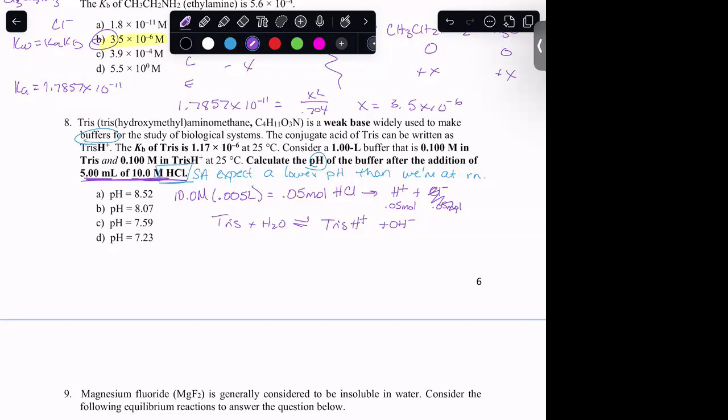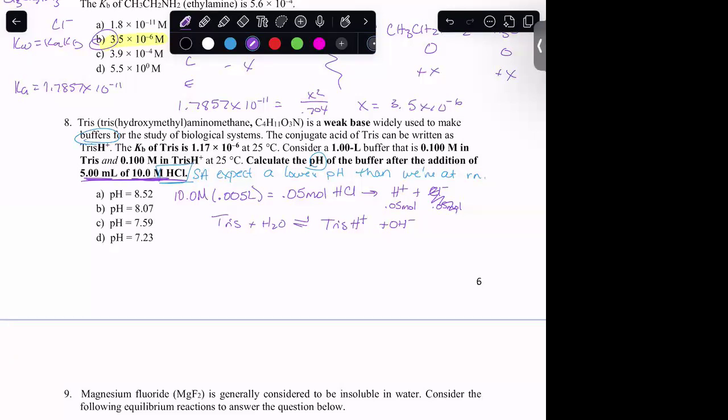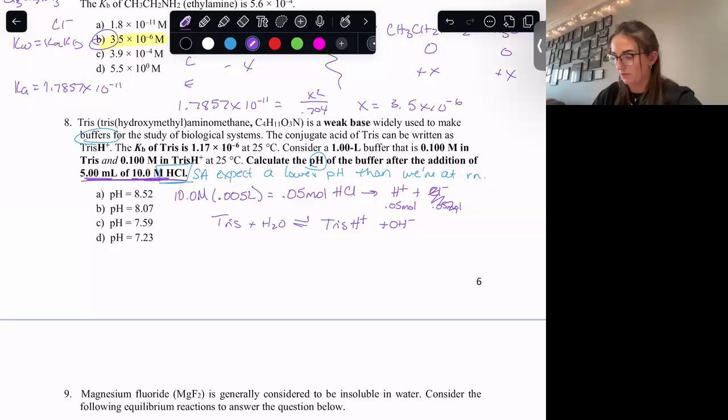Does it react with the HCl? Or no? Nope, the H plus came from the HCl. So we no longer have HCl in solution. When we add those 5 milliliters, it will immediately dissociate into H plus and Cl minus. So now that we have additional H plus in solution, what is that going to react with? That tris base. Yep, that tris base is what's going to react with it.